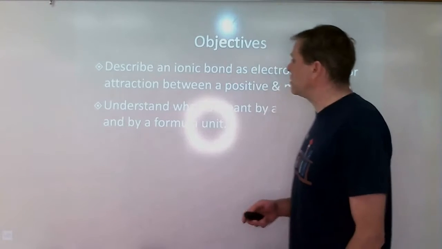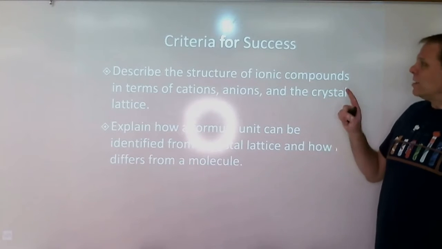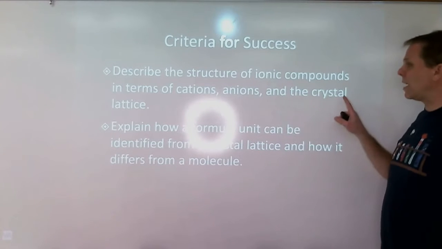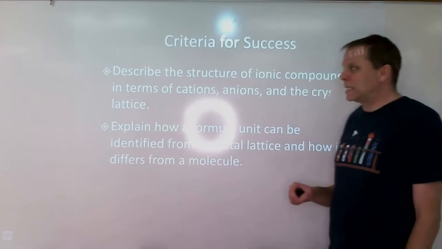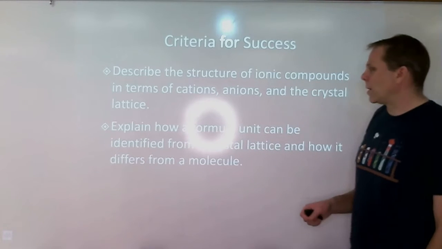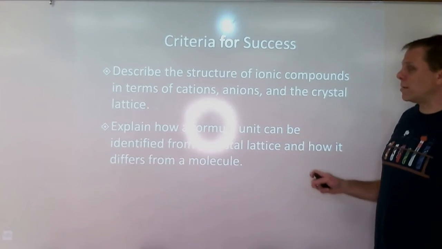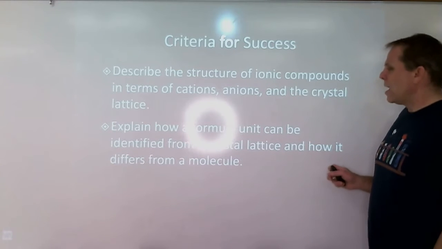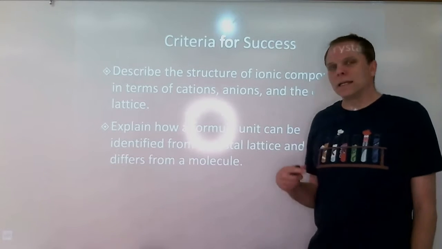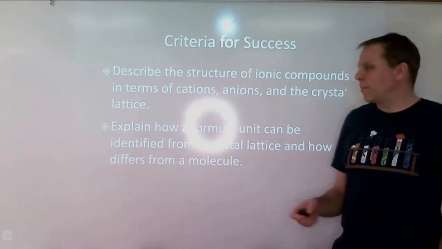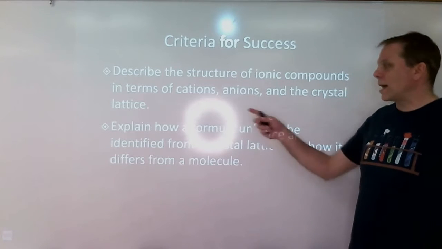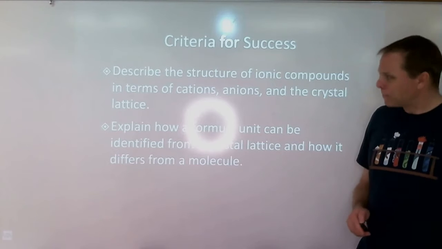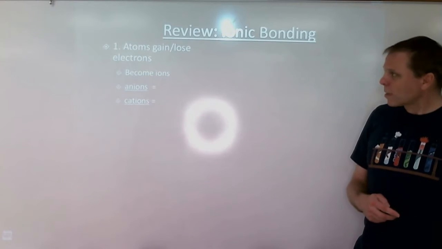So your success criteria, what you should get out of here: you should be able to describe the structure of ionic compounds in terms of cations, anions, and a crystal lattice. Tell me what that means. And we'll talk about lattice energy as well. And explain how a formula unit can be identified from a crystal lattice. What does that mean? Well, you'll see. And what is different about an ionic formula unit versus a molecular compound.